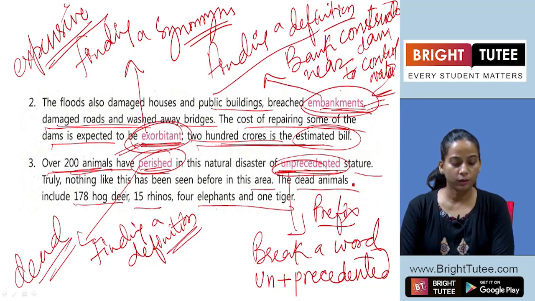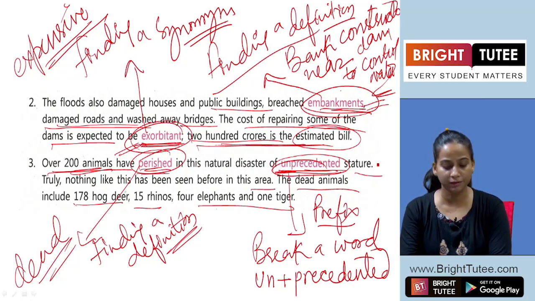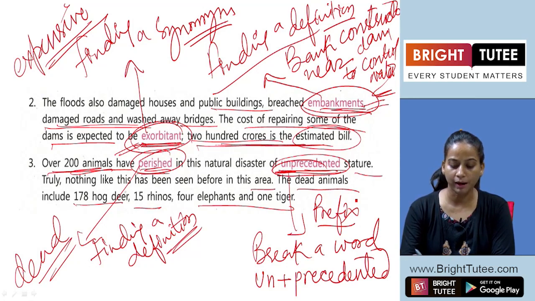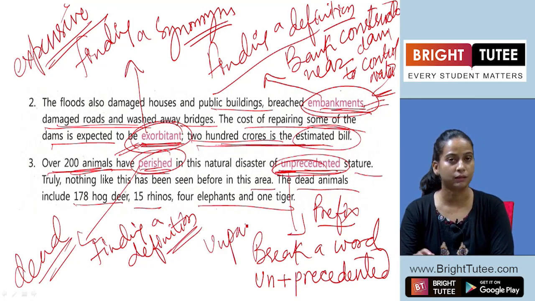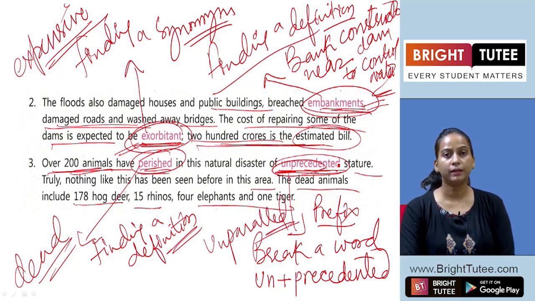So, over 200 animals have died in this natural disaster of unprecedented stature. Unprecedented means unparalleled, which is not matching at all, meaning two things are going on. A natural disaster is there, and besides that it has taken the life of many animals. So unparalleled is going to be the meaning of this one according to the given sentence. Now, move to the next one.